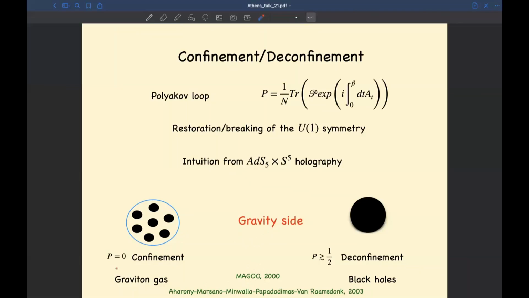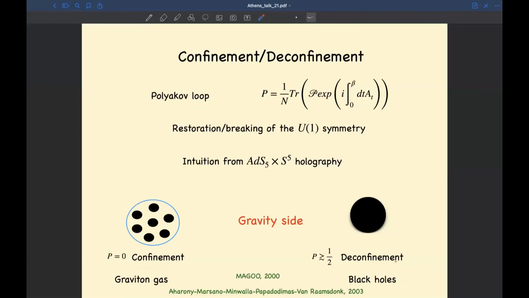So the idea is that when the Polyakov loop is 0, we are in the confined state, which this bound state here can be understood as a graviton gas. On the other hand, when the Polyakov loop gets an expectation value, we have the deconfined phase, and this is related to black holes. And in this specific case, it is related to big black holes in AdS5.